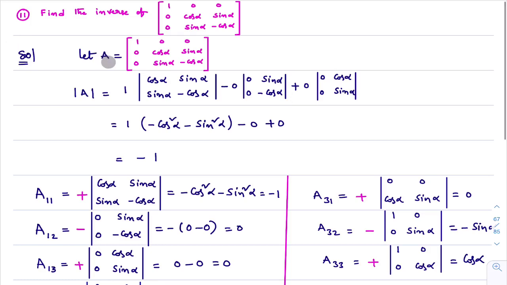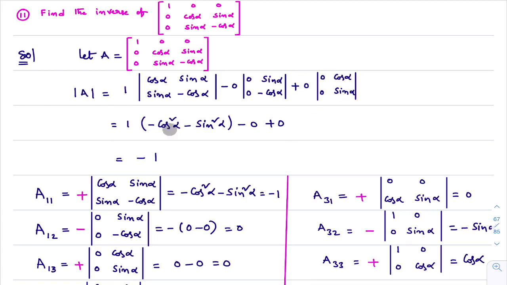You know how to calculate det A. Here I am calculating det A by using the first row. See this 1 into, delete this row and this column, determinant of cos alpha, sin alpha, minus cos alpha, minus 0 into, delete this row and this column, determinant of 0 sin alpha 0 minus cos alpha, plus 0 into, delete this row and this column, determinant of 0 cos alpha 0 sin alpha, right? 1 into, multiply these two, minus cos alpha into cos alpha, cos square alpha, minus sin alpha into sin alpha, sin square alpha, right? Minus 0 into whatever value you get here, that is 0 only, plus 0 into whatever you get, that is 0 only.